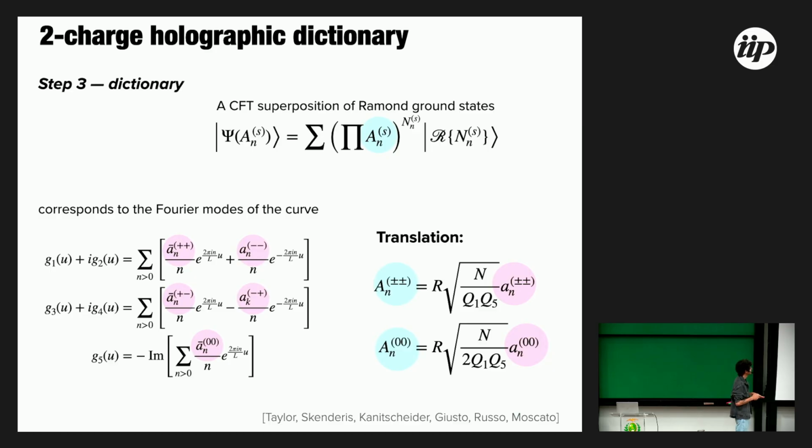These parameters correspond to the Fourier modes of the string in the original system. This is the translation. So you can either choose a Raman ground state, a superposition of ground states. So you choose these A's. You use this formula to find the little a's, and you use the little a's to draw a string in R5. And then you take U duality, and the string becomes a black hole, a D1D5 black hole.